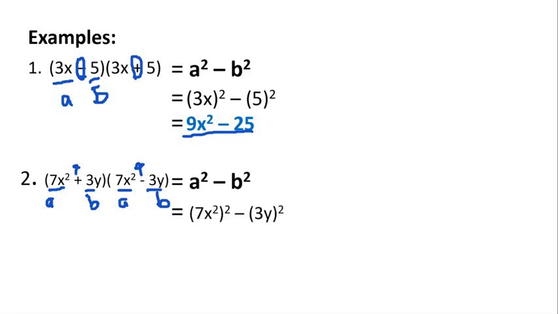Kaya magiging 7x squared to the power of 2 minus the quantity of 3y squared. And 7x squared times 7x squared, the answer is 49x to the fourth power, minus 3y times 3y, we have 9y squared. So this is our final answer: 49x to the fourth minus 9y squared.